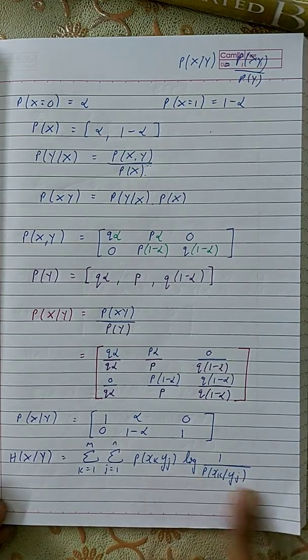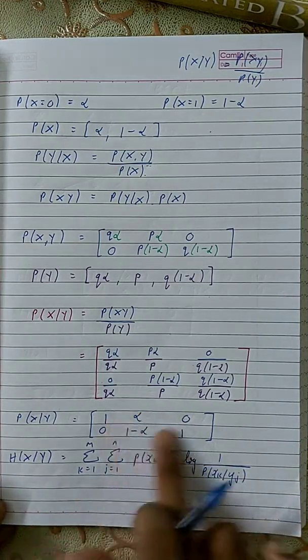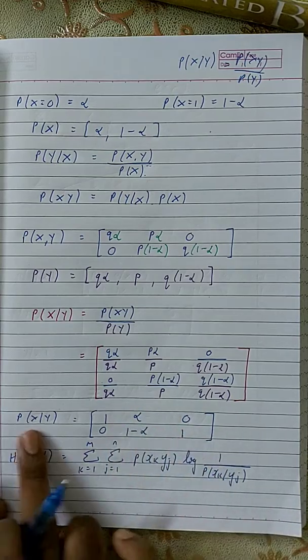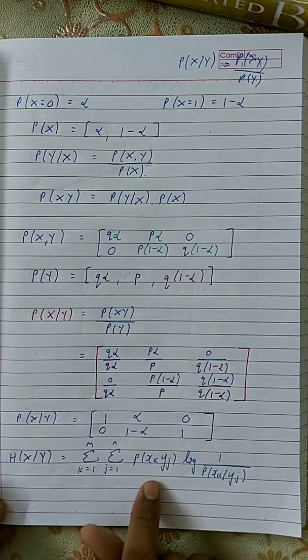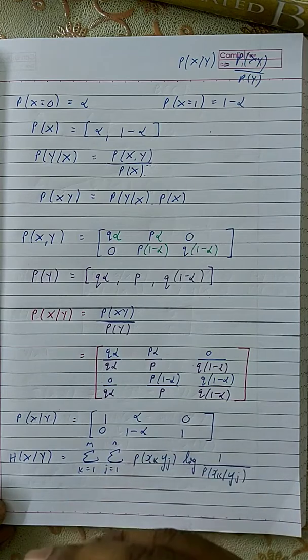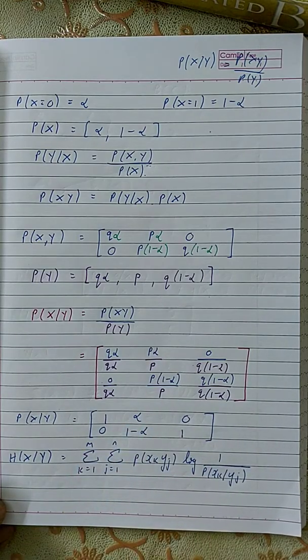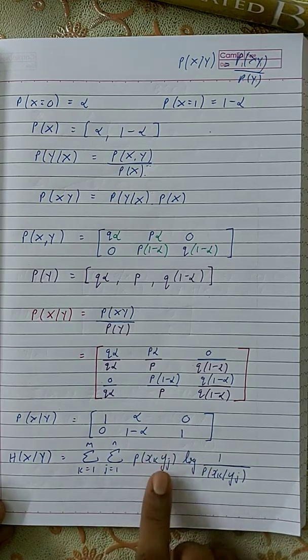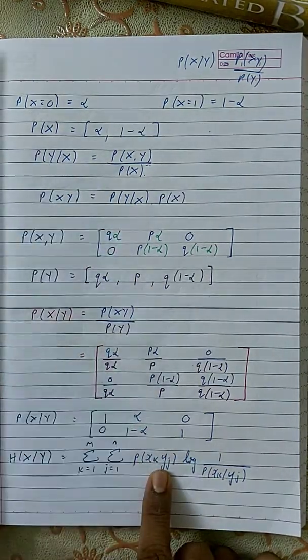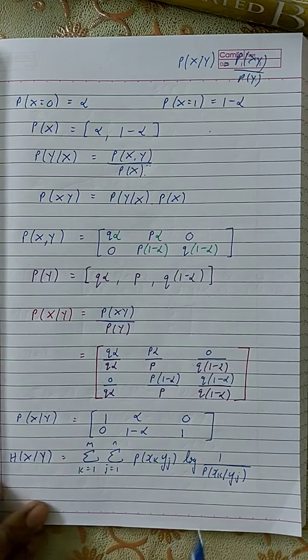There is no shortcut method for this because this is not a symmetric channel. You see, P of x by y is not symmetric. The first row and second row are different from each other, which means you have to use the long method, using this and this. Only then can you find this. So let's find it, alright?